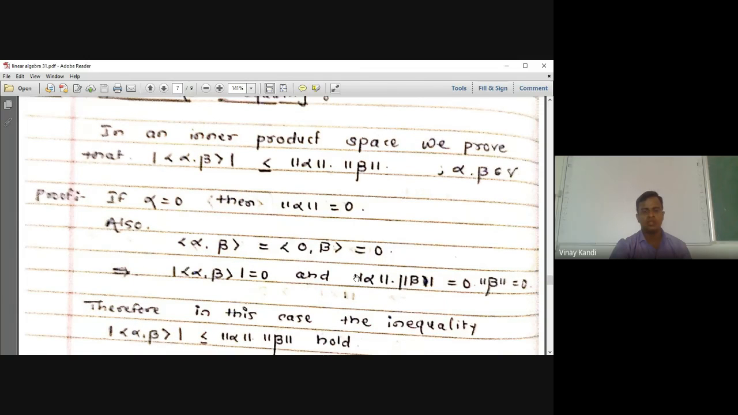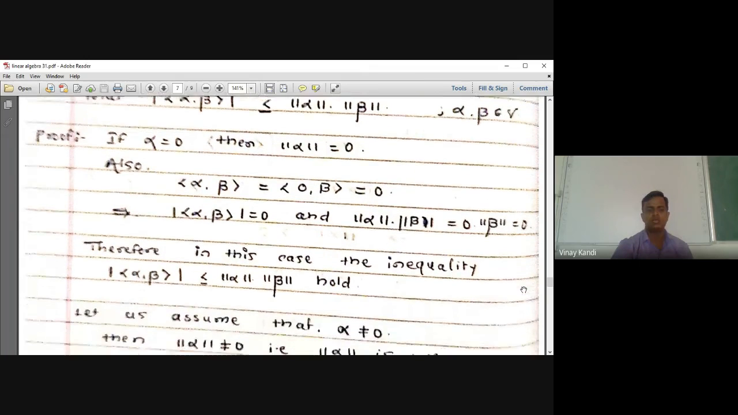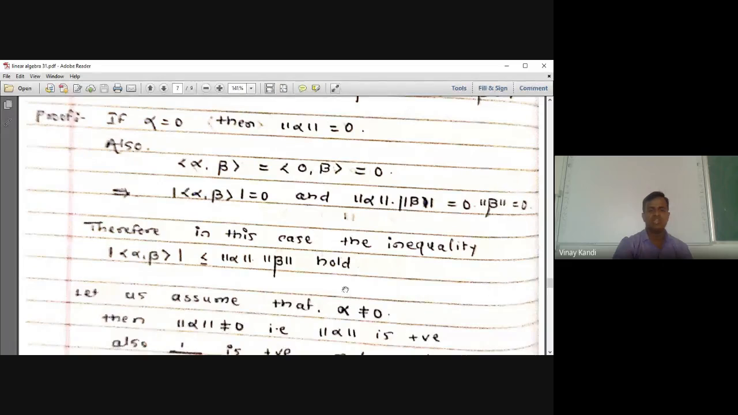Norm of alpha is equal to 0. Hence, it implies mod of inner product of alpha beta is equal to 0, and norm of alpha into norm of beta is equal to 0 into norm of beta, which is equal to 0. Hence, there is nothing to prove in the statement if alpha is equal to 0. Therefore, this inequality holds in this case. The Schwarz inequality holds if alpha is equal to 0.